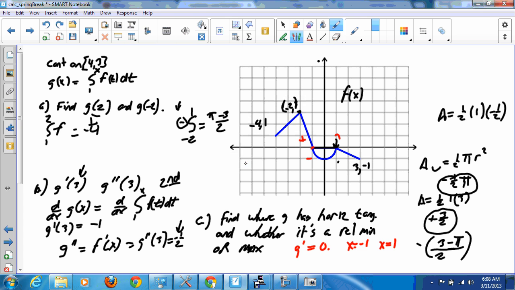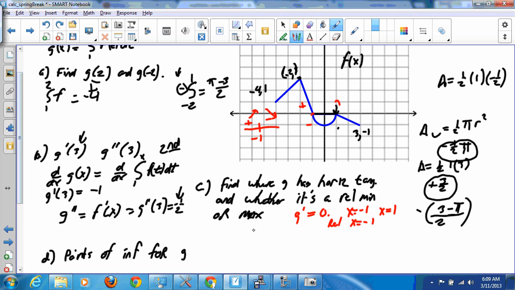So a positive to negative change at negative 1 indicates what? We're increasing over here, and we're decreasing on the right side. So that looks like a relative max. So relative max at x equals negative 1, and the justification would be because it changes signs from positive to negative at negative 1. Relative max because of the sign change from positive to negative.